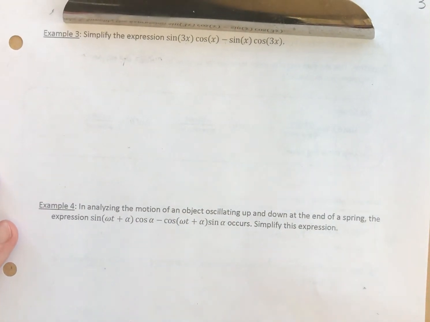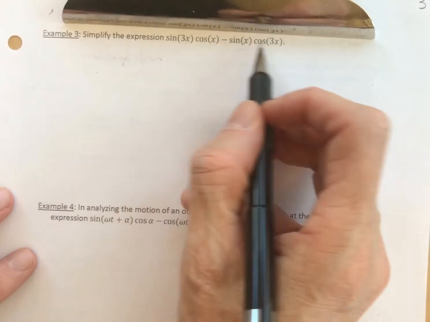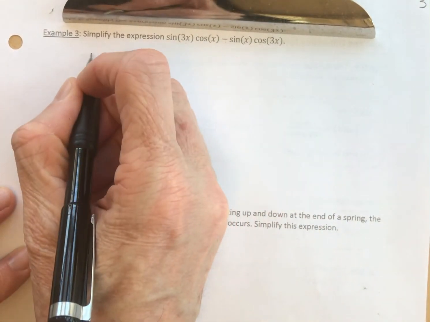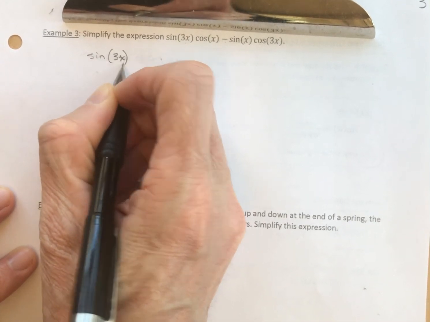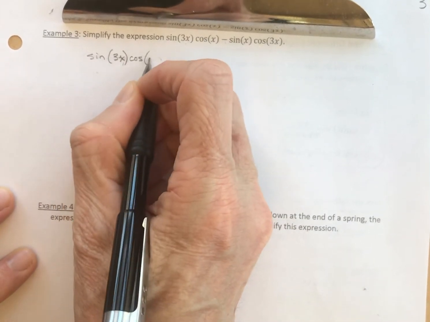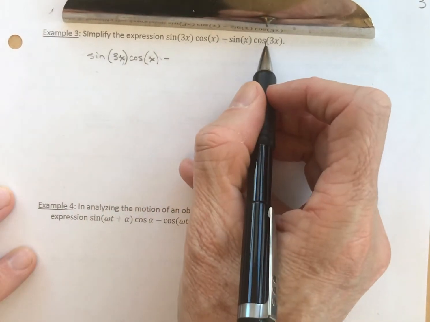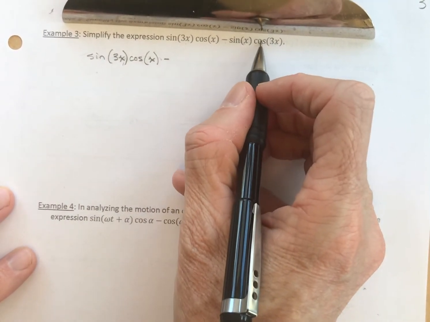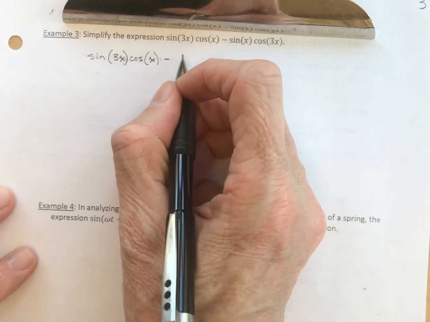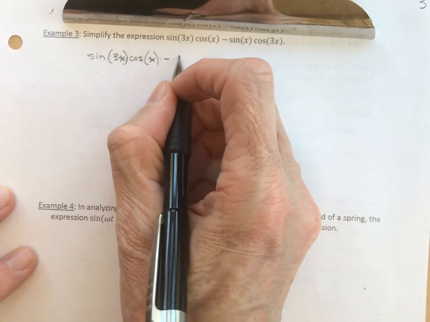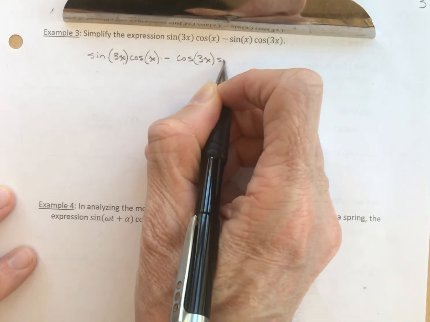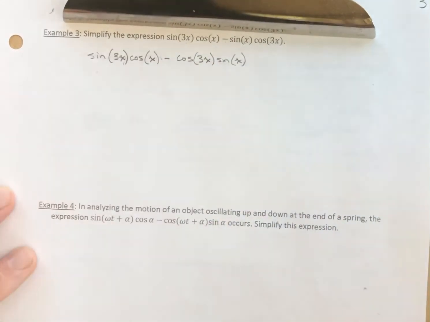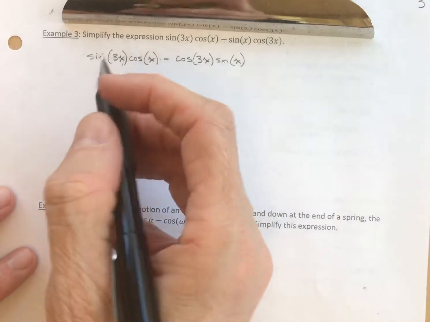Okay, we're not really used to what it looks like here, but we can say the sine of 3x times the cosine of x, and I can simply write this. I'm multiplying, so I can write it in any order I want. So I'll do it as the cosine of 3x times the sine of x. So now it should look familiar.